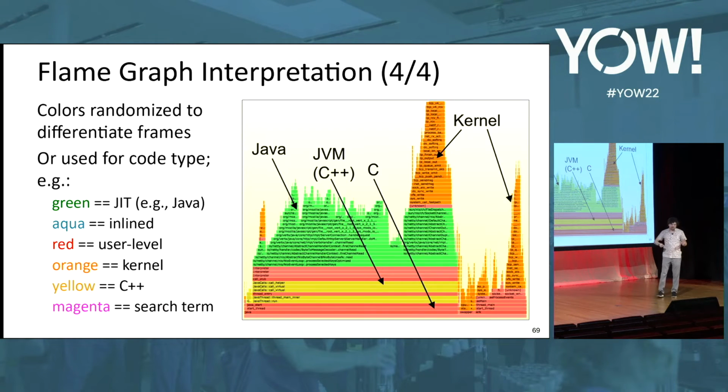And the colors, I randomize them to differentiate frames. Some people do implementations where they don't randomize the colors, and it can be a little hard to see adjacent towers. I ended up using hues, my colleague suggested that, so that we can see different types of code.